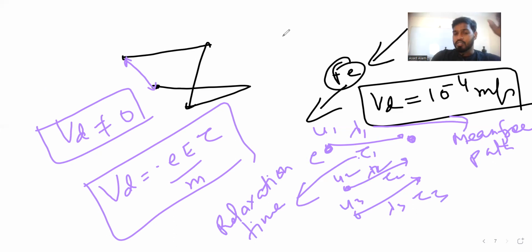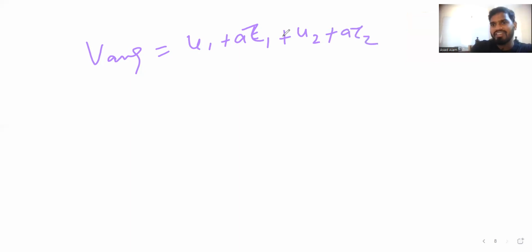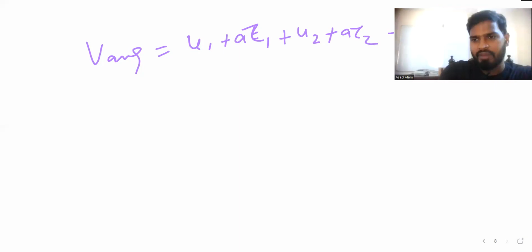Fine. So if somebody says define drift velocity, the average velocity of all the electrons is known as drift velocity. Simple. We'll define it later also. Now we are going to derive the formula of drift velocity. If you want to find the average velocity, you will write v equal to u1 plus a tau 1, plus u2 plus a tau 2, plus u3, till un plus a tau n. Yes or no? Like this it will happen.